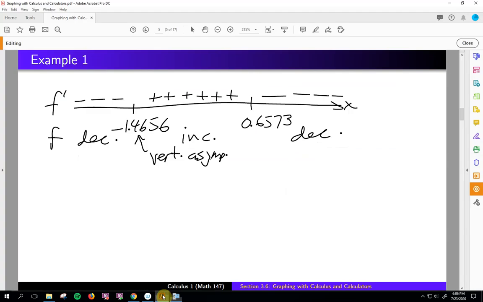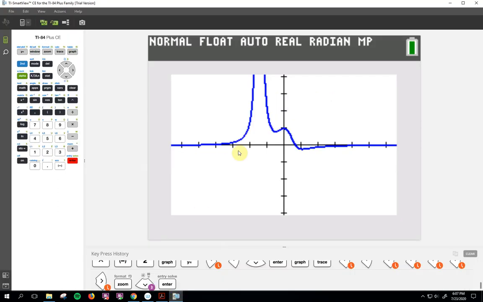Let me go back and fix our sign chart. Here is the correction to our sign chart now. So here, this is actually positive right here and here. Positive in between, and then negative. So this was actually increasing here. Okay, so let's move on to the second derivative now. Now we have our sign chart for the first derivative. Let's do the second derivative.